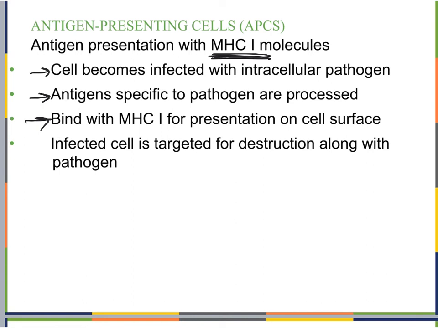So it already has the MHC class 1 molecules up there saying I'm self, don't kill me, I'm self. But then once it becomes infected with a pathogen that's inside of the cell, an intracellular pathogen, it can take a piece of that pathogen and put it on that MHC class 1 molecule and say, hey, this is what I'm infected with. There's a bad guy in here and this is what it looks like. So then that infected cell is targeted for destruction.